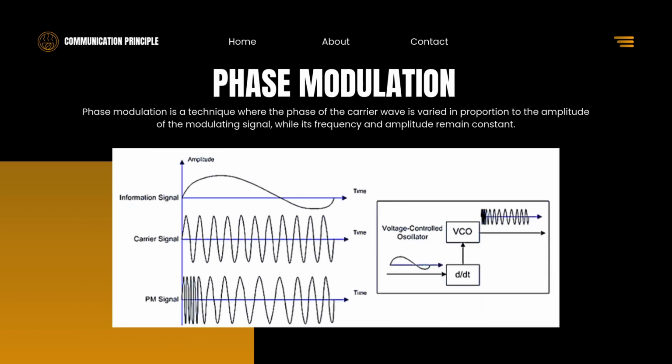Phase modulation is the process of altering the phase of the carrier wave according to the message signal. While the amplitude and frequency of the carrier wave remain constant, it is the phase that changes to encode the information being transmitted.